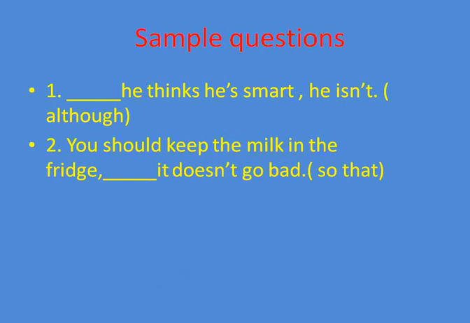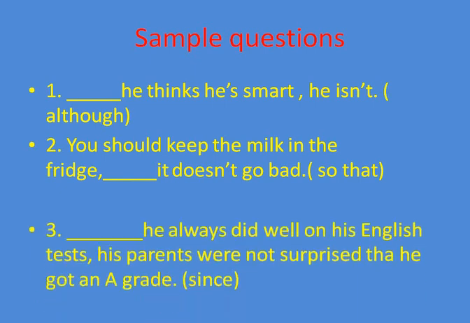Look at one more sample question. The second question: you should keep the milk in the fridge, blank, it doesn't go bad. So here we are talking about the reason. So to convey the reason, we can use the conjunction so that. You should keep the milk in the fridge so that it doesn't go bad.